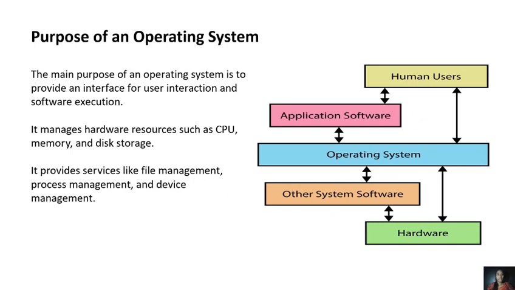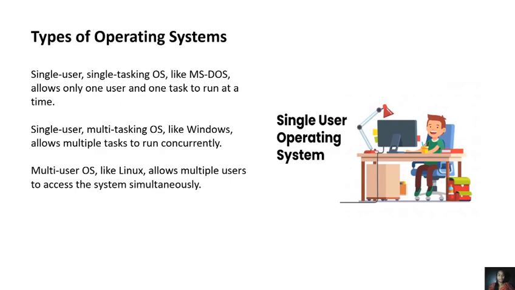Purpose of an operating system. The main purpose of an operating system is to provide an interface for user interaction and software execution. It manages hardware resources such as CPU, memory, and disk storage. It provides services like file management, process management, and device management.